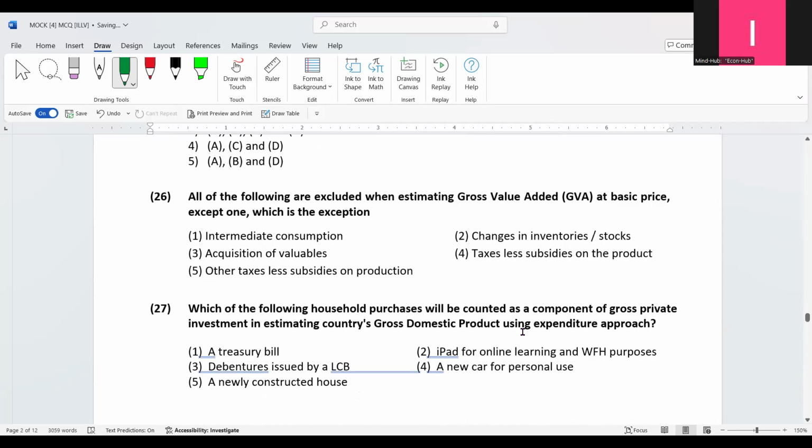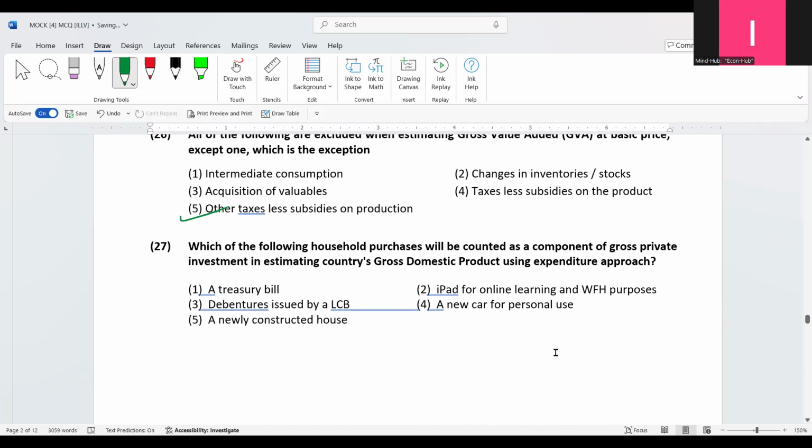Question 26. All of the following are excluded when estimating gross value added at basic price, except one, which is the exception. The exception would be other taxes less subsidies on production. Basic price includes other taxes. So answer 5.